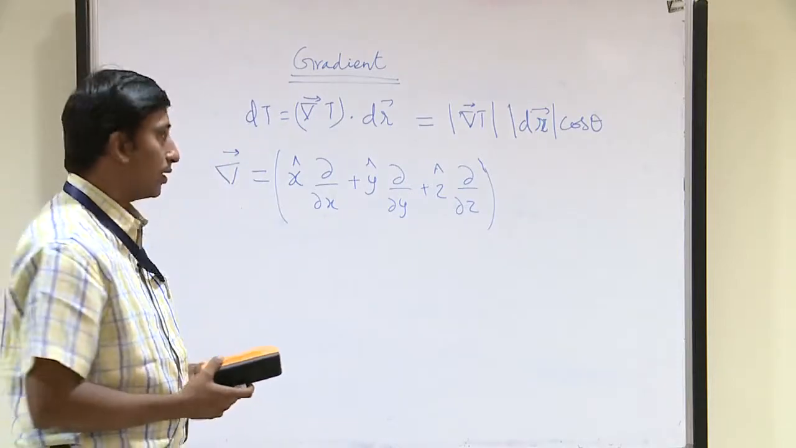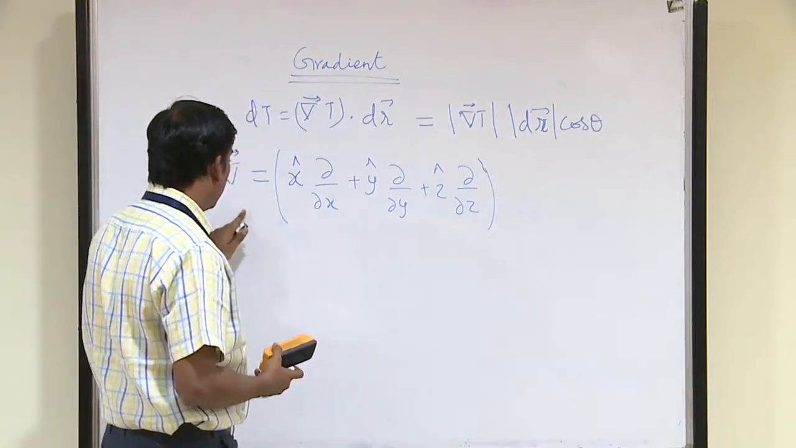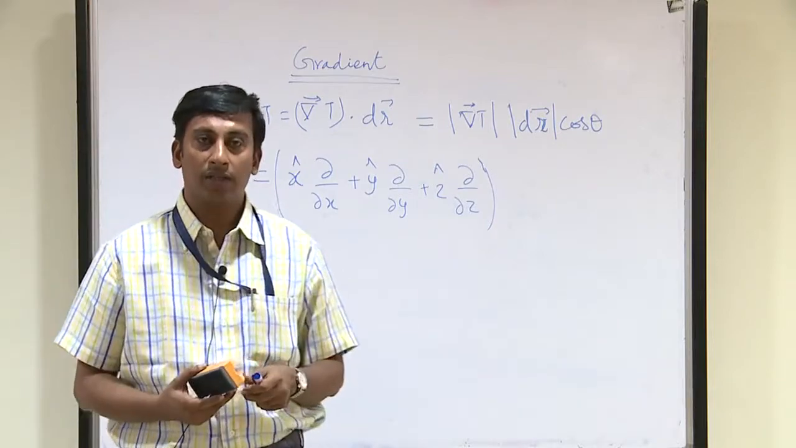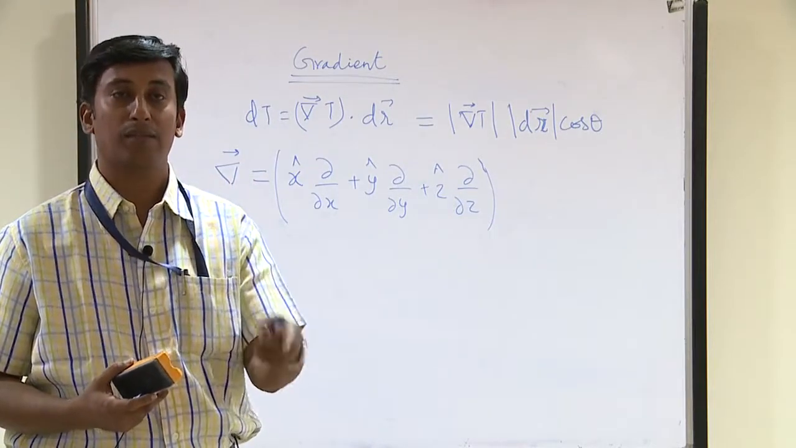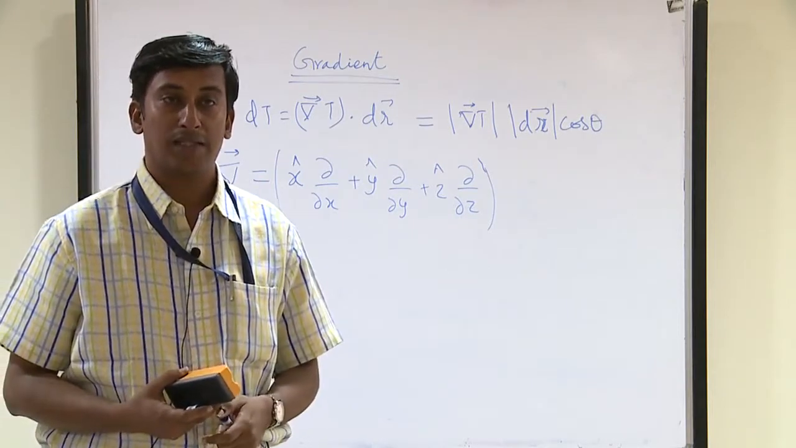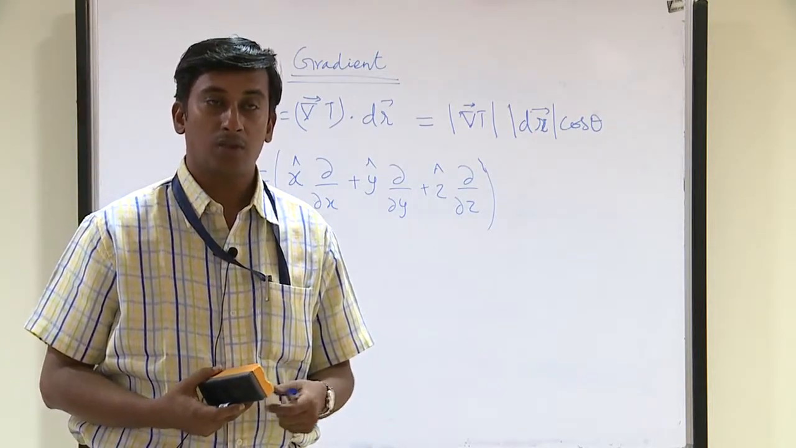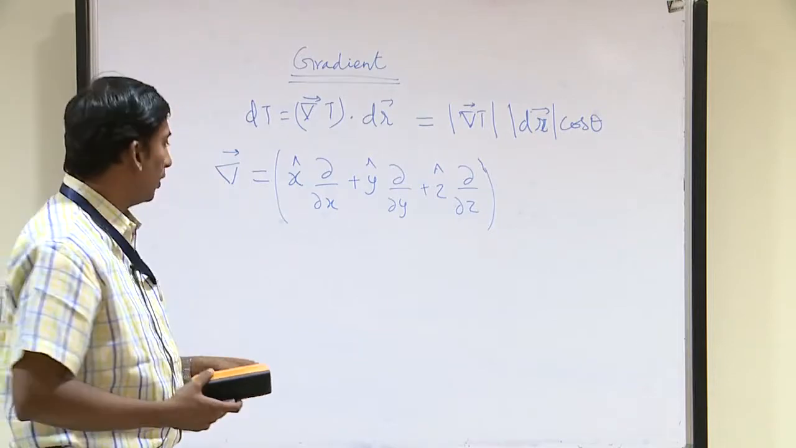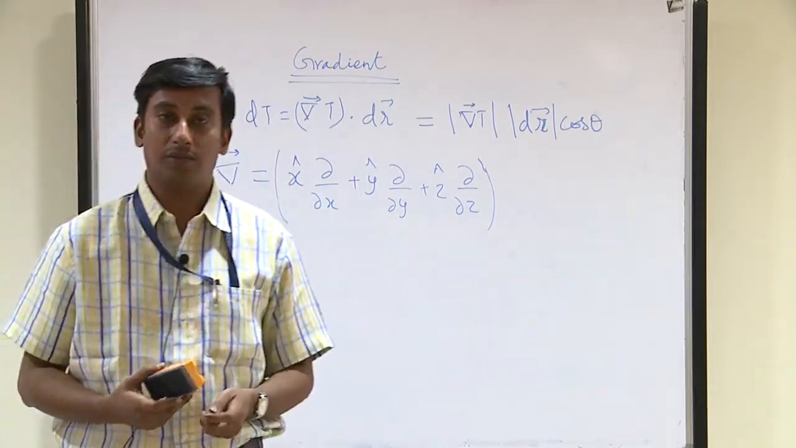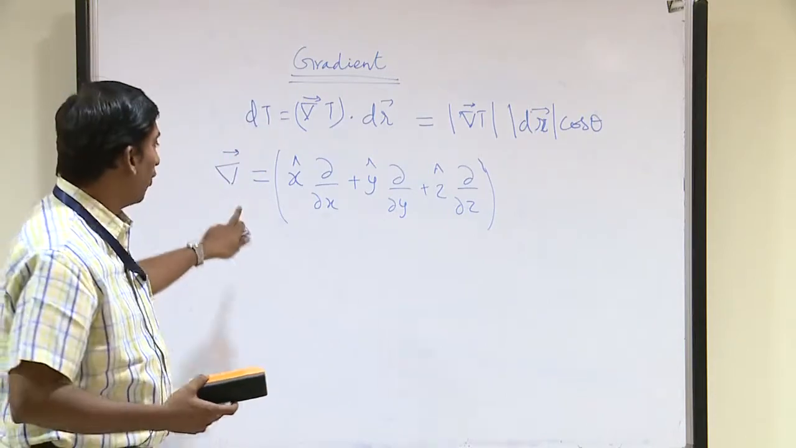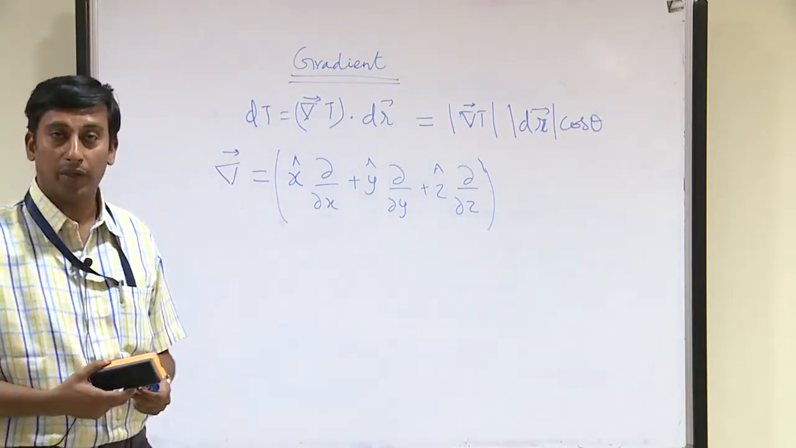So the answer is yes, and the operator which satisfies this condition helps us to identify the maximum direction as well as the maximum rate of change, the slope, which can be estimated if one has the scalar function and finds the derivative of it with the form which is given as a del operator.